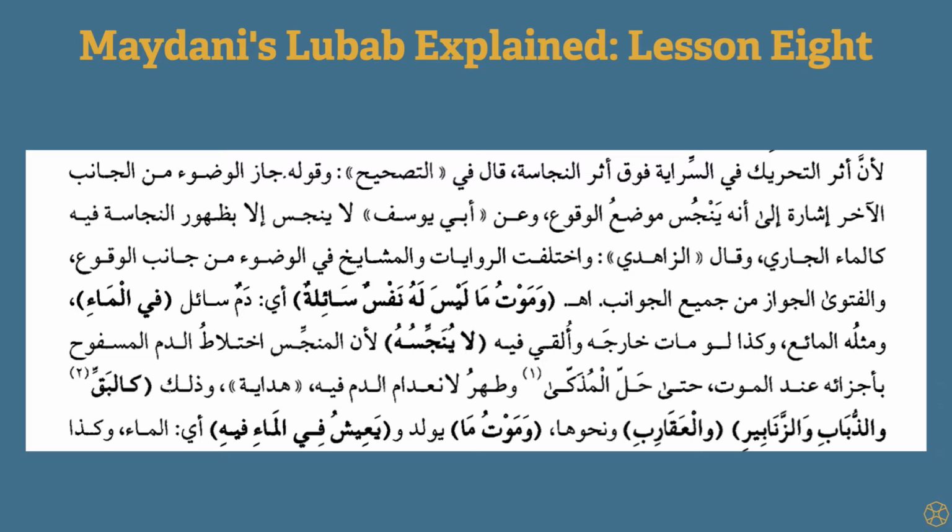La yunajisuhu. Why? Because adamul masfuh, that's najis, right? Flowing blood. But here it's not the case. Why? لأن المنجسة اختلاط الدم المسفوح بأجزائه عند الموت. Because what is the thing that actually makes this najis? It's the flowing blood which mixes with the liquid when it dies, right? To the point that blood, they say it has to be flowing blood, meaning blood which is flowing because it's being pumped by the heart of that living thing.